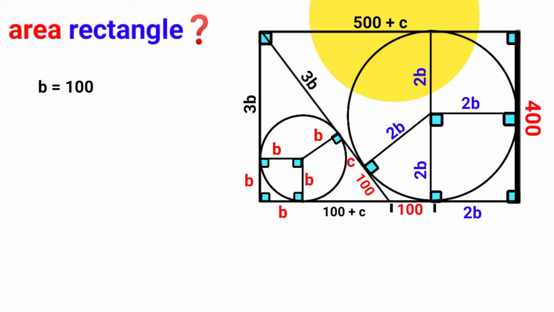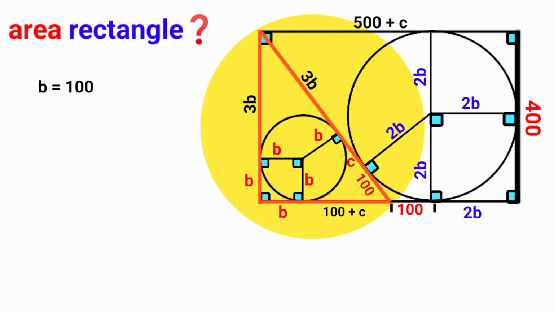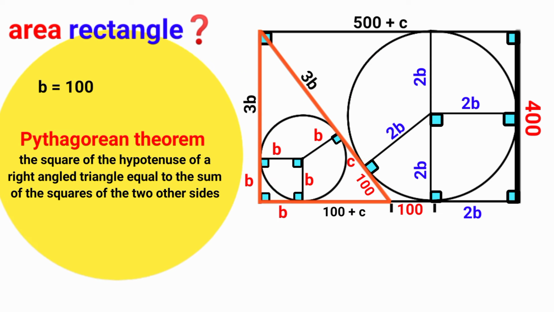We don't know. But from this triangle here, since it is a right angle triangle, we can use the Pythagorean theorem. The Pythagorean theorem states that the square of the length of the hypotenuse of a right angle triangle is equal to the sum of the squares of the length of the two other sides. The hypotenuse is the side facing the right angle, which is this side here. So by the Pythagoras theorem, the square of the length of this side, which is 3b plus c plus 100, must be equal to the sum of the squares of the length of this side, which is the sum of this 3b and this b, and the square of the length of this side, which is b plus 100 plus c.